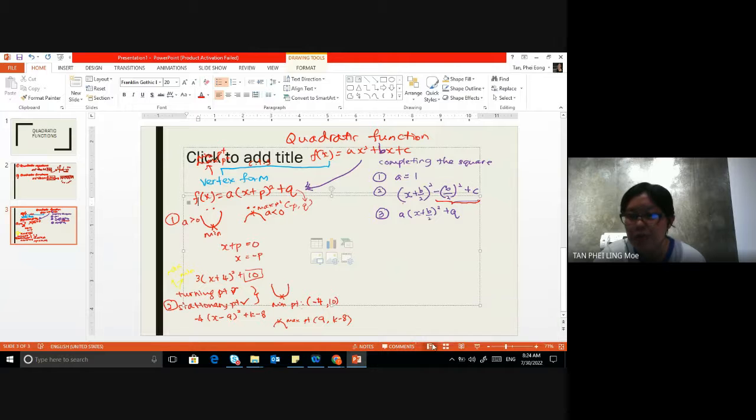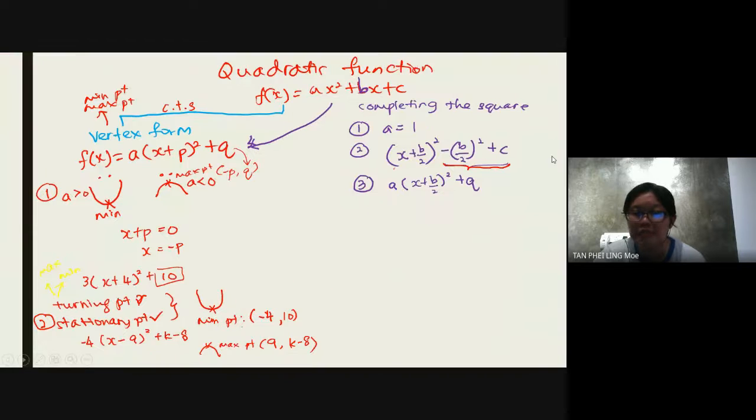Let's move on. I'll be giving you an example so that you will understand better. Let us deal with one example here, completing the square. Let me give you the example not in red. Let us use blue. So example: let's say I have f of x equals 4x squared plus 18x plus 20.